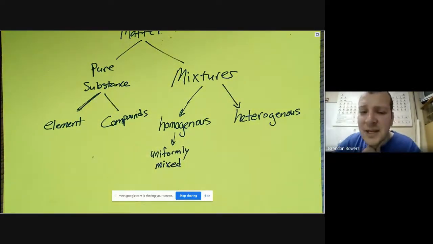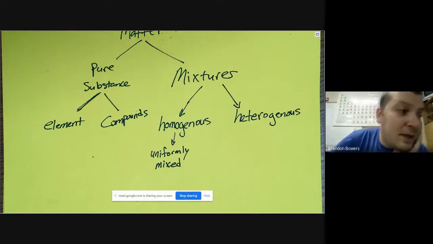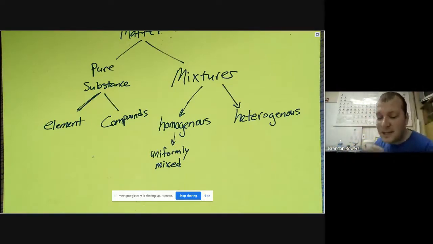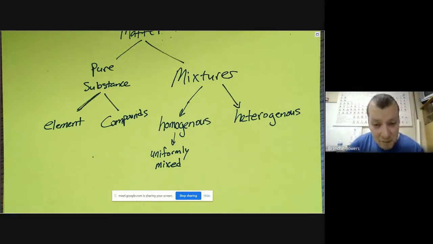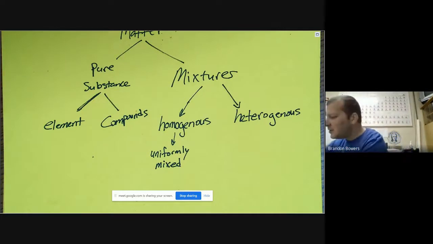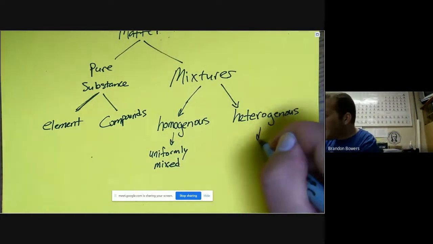Examples of that could be coffee, maybe chocolate milk. Maybe if you add Mio, has anybody ever had Mio or lemonade? It looks uniform throughout the entire mixture. Milk, there are so many ingredients to milk, and that's homogeneous. Where heterogeneous is not uniformly mixed.